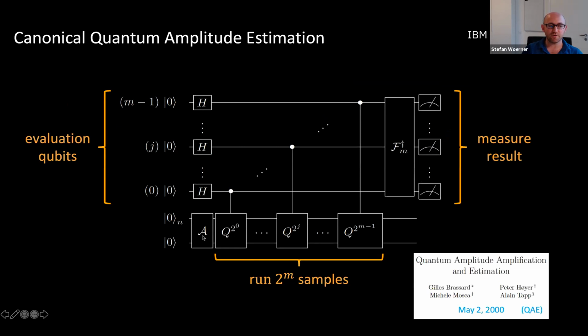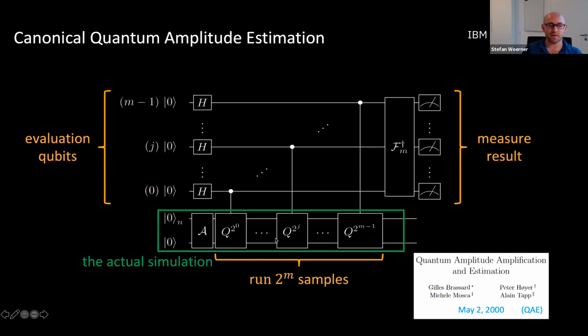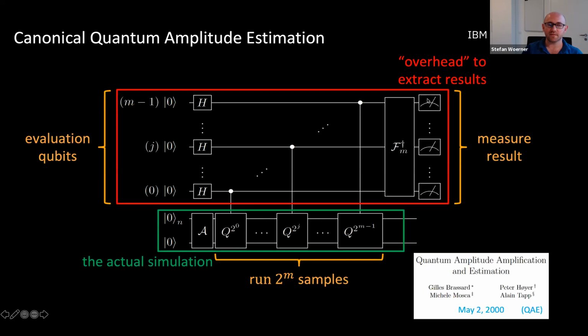And here you see these operators A and Q, and here these different powers of Q, and here you actually do the simulation at the bottom, and you extract 1 bit at a time through these controls. So you're kind of entangling your simulation with this results register, and in the end you can measure the result. A bit simplified, this bottom part is the actual simulation, and this red box is only to extract the result. And this canonical quantum amplitude estimation has been published in the year 2000.